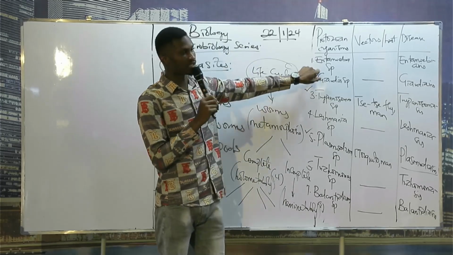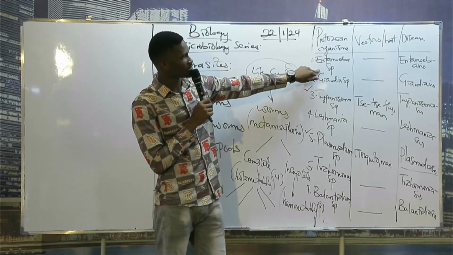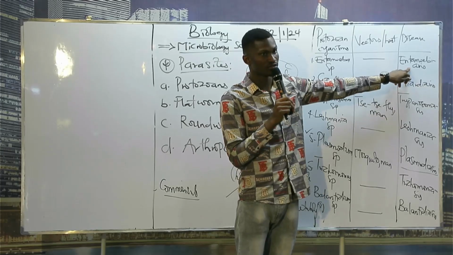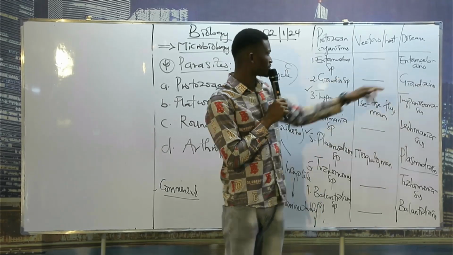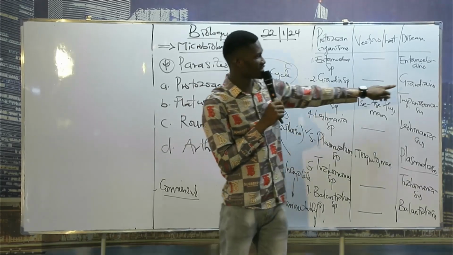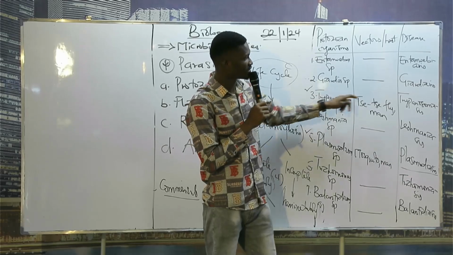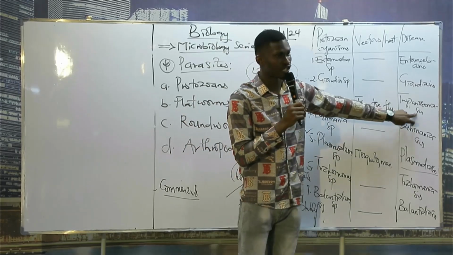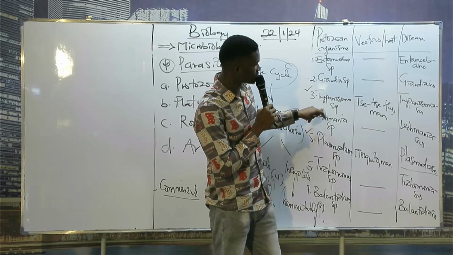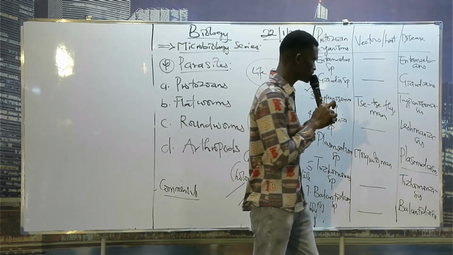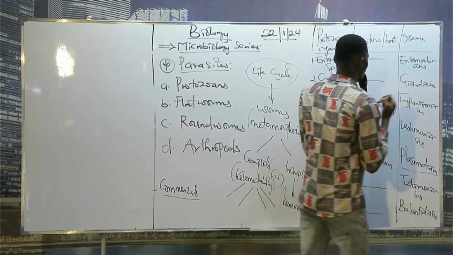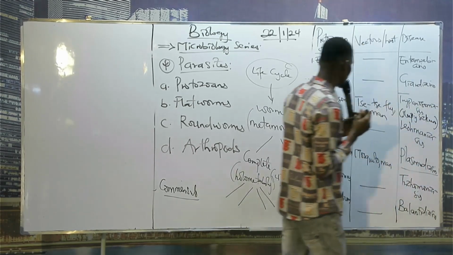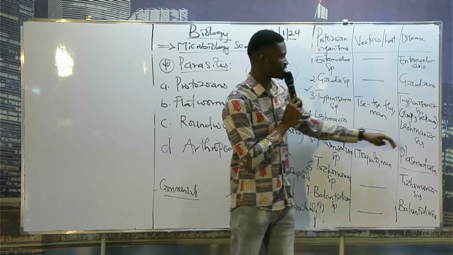The first thing you have here is Entamoeba sp, which causes entamoebiasis. This is Giardia sp, which causes giardiasis. Trypanosoma sp, which causes trypanosomiasis. This trypanosomiasis is what we commonly call sleeping sickness. This one is common now, right? Okay. Leishmania sp causes leishmaniasis.